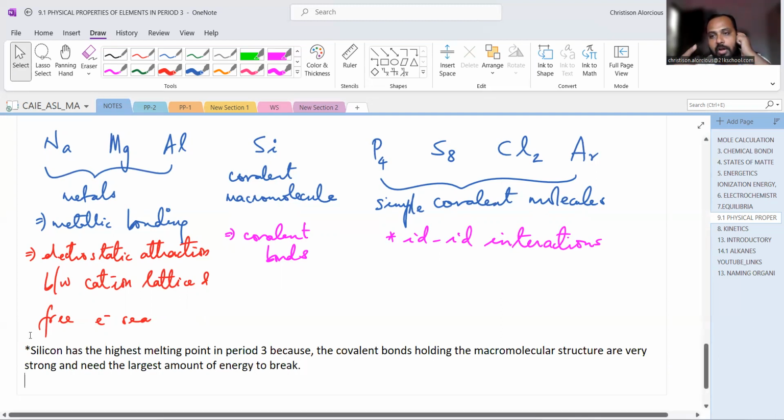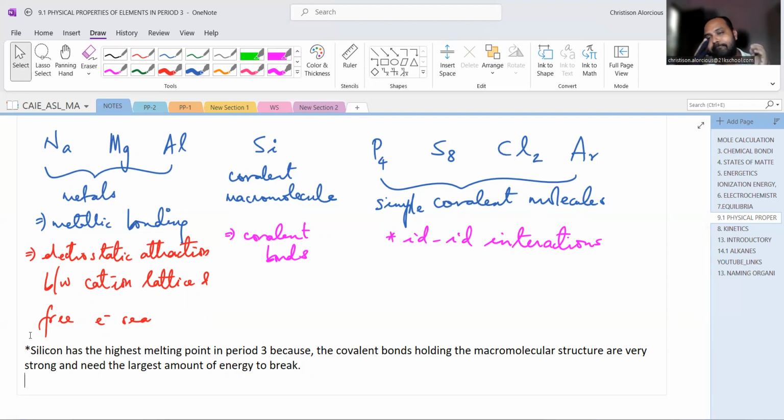The next strongest in that list happens to be metals. So basically, metals will have higher melting points because metallic bonds are stronger than ID-ID interactions. But among metals, the melting point is of the order: you basically would have aluminum with the highest, followed by magnesium, followed by sodium.